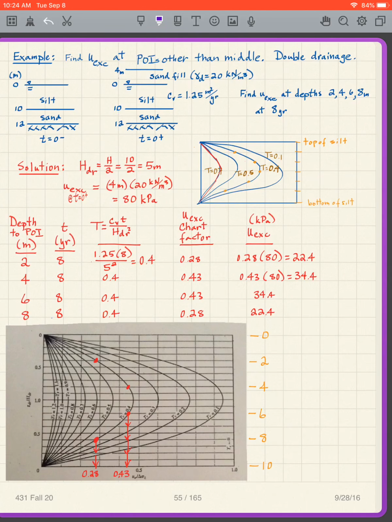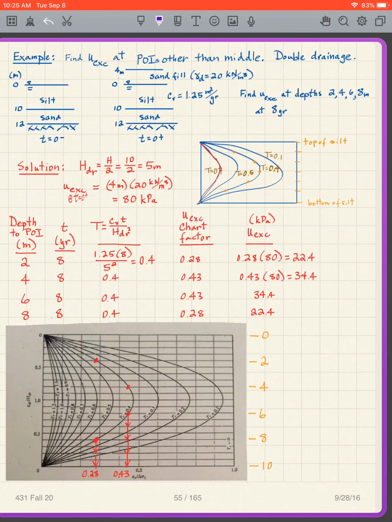Then we're going to find our UXS at t equals 0 plus. Well, what's that? If you remember, one of the things you have to do to get this is that the UXS at t equals 0 plus is due to the weight of this fill. In this case, we have 4 meters of it at 20 kilonewtons per cubic meter, which means 4 times 20 is 80 kilopascals. So that's my UXS at t equals 0 plus.